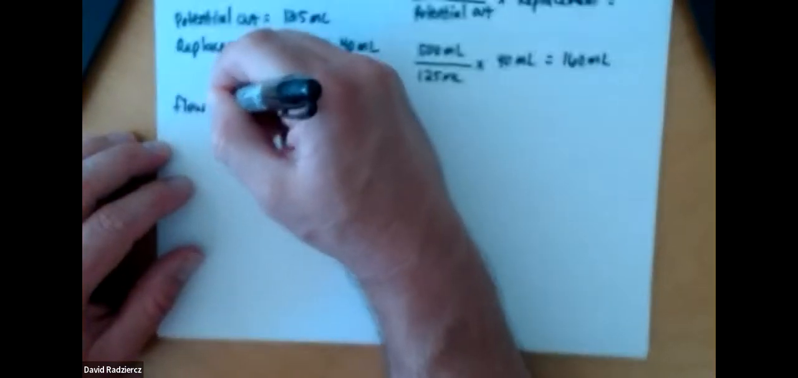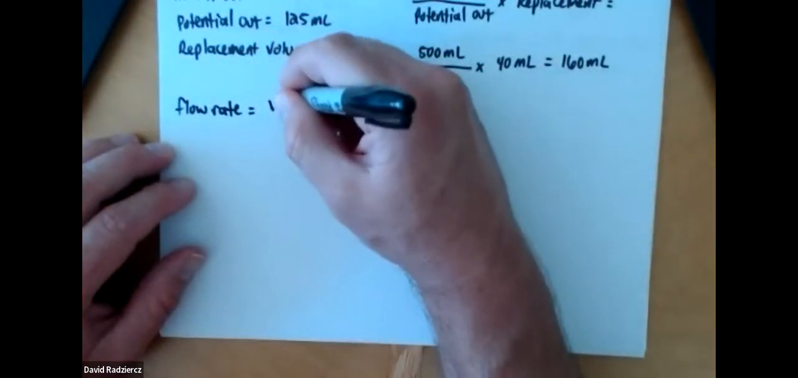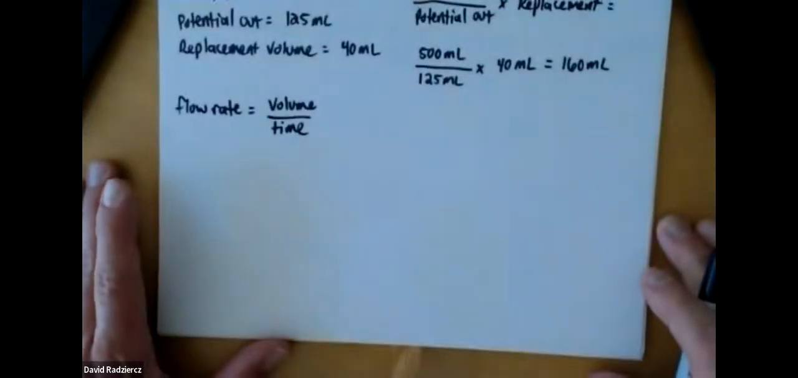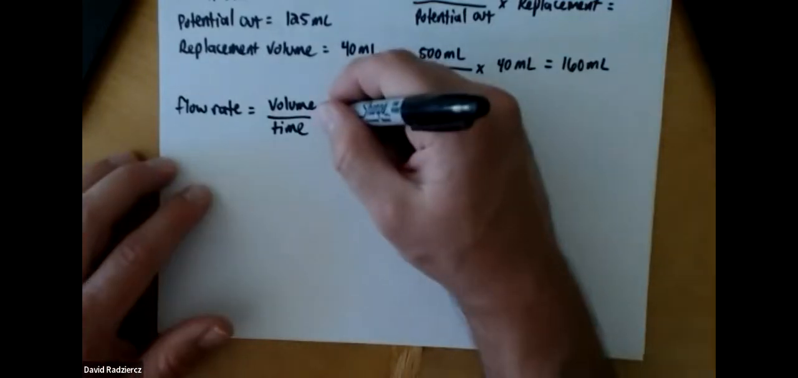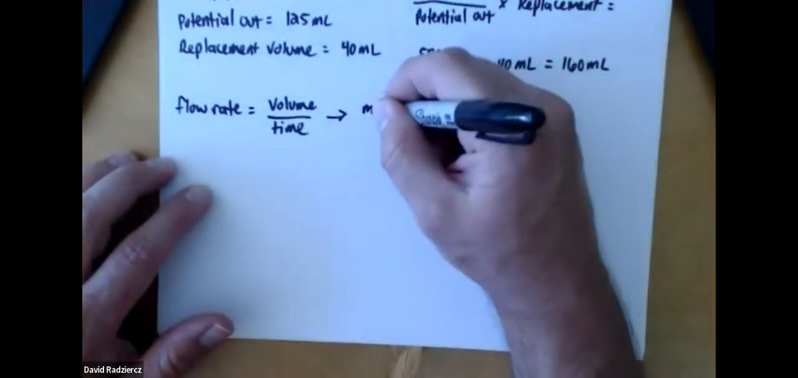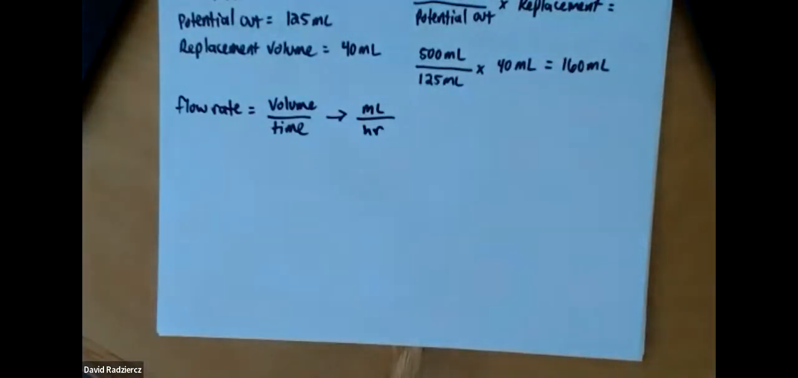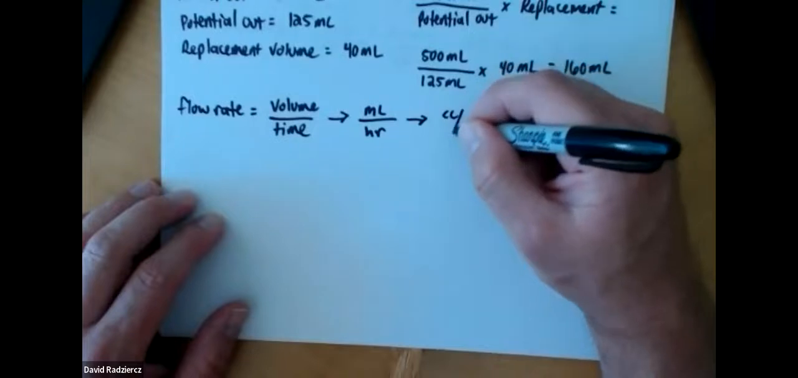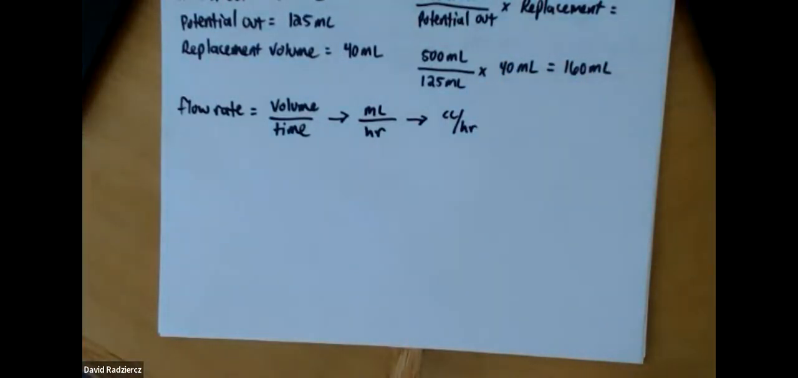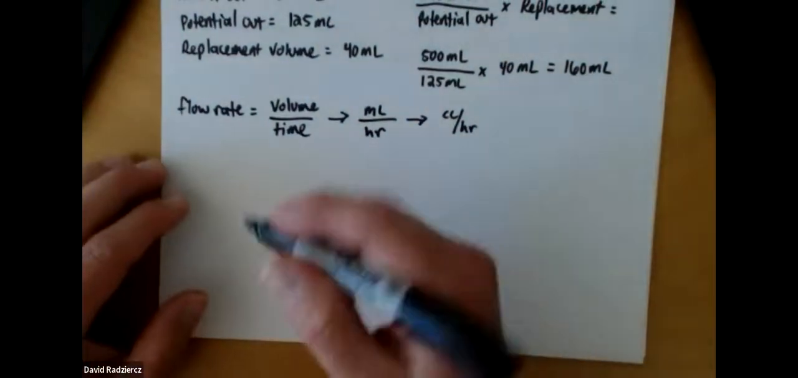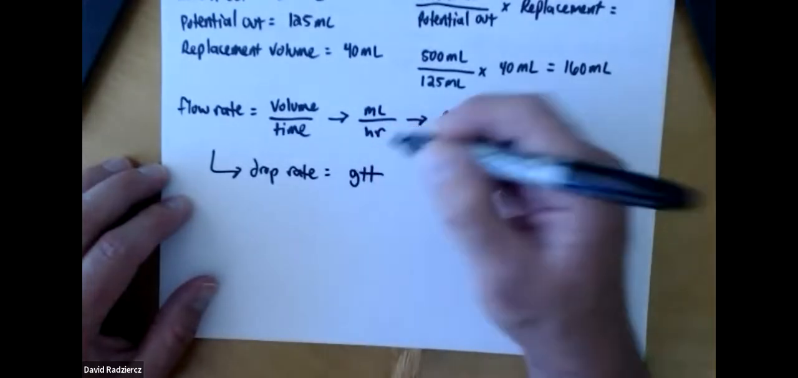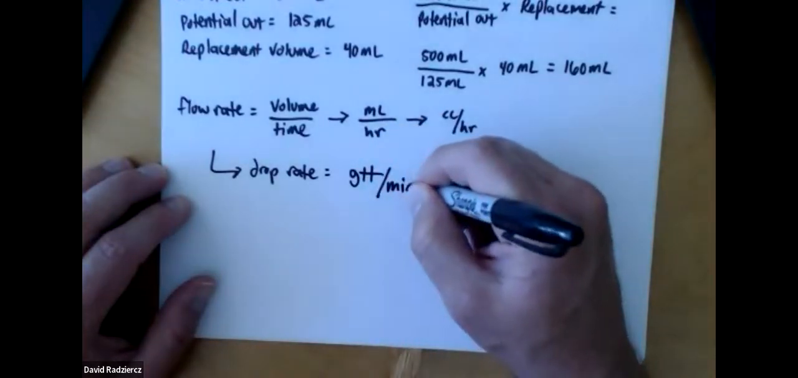So flow rate just means some volume over some time. Now, in a clinical nursing setting, when we refer to volume over time, what we're programming into our infusion pump is milliliters per hour. Sometimes you'll see it written as cc's per hour, but it's the same thing. Then a subset of a flow rate is called a drop rate, and that's written in drops, so that's GTT per minute.